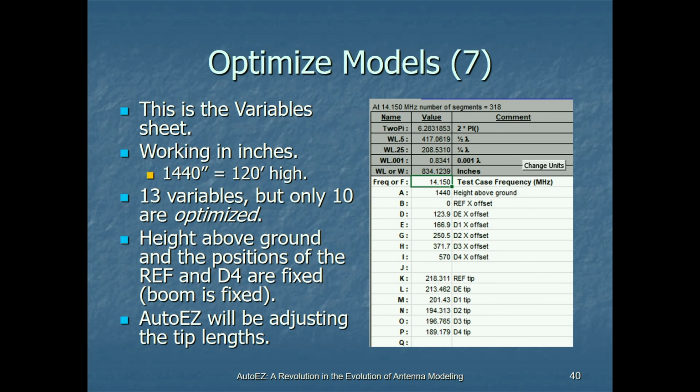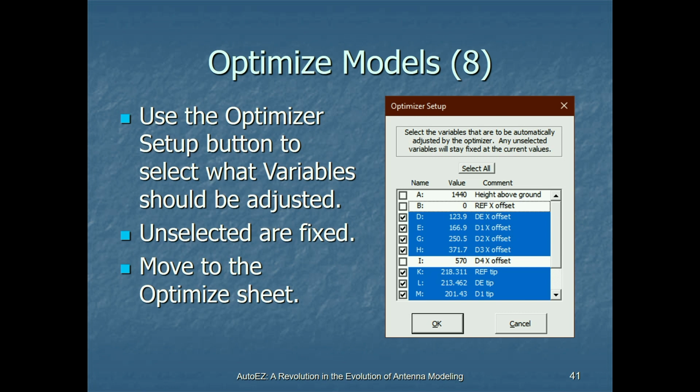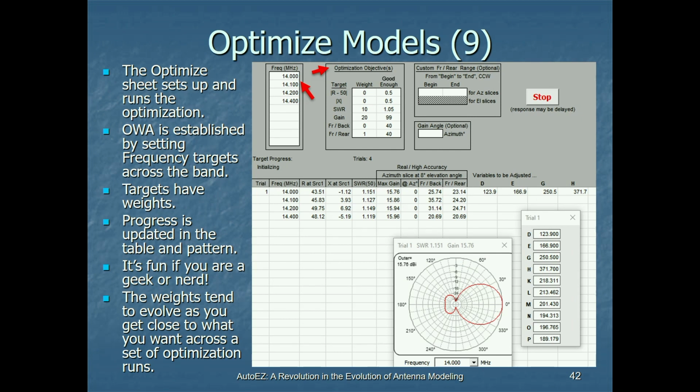So here are the variables for it. There's 13 variables: the offsets down the boom and the tip lengths. And AutoEZ, of course, will be adjusting the tip lengths. There's another setup sheet here where you can pick which of those variables you want to optimize, because maybe you don't want to optimize all of them. We're not changing the height above ground, that's fixed at 120 feet. We're not moving the reflector, that's fixed. And we're not going to move that D4, because we have a 48-foot boom, so we're not going to let it mess with that.